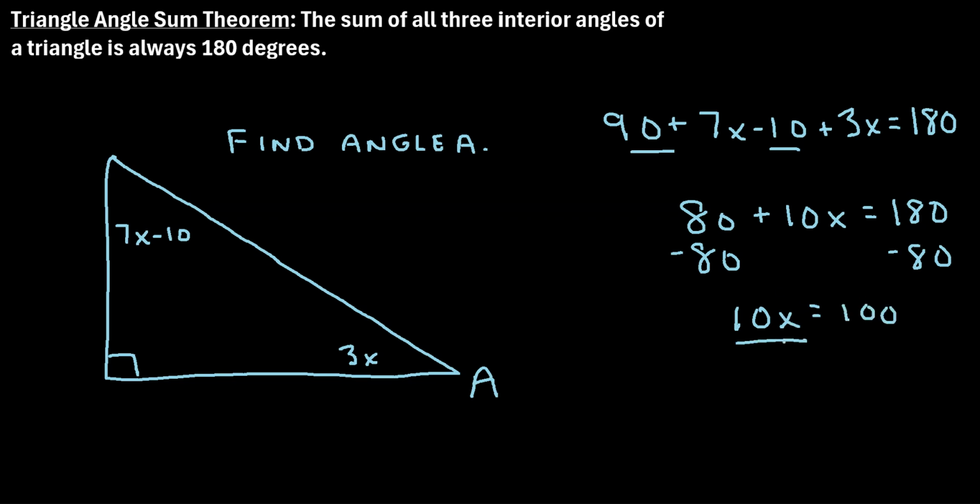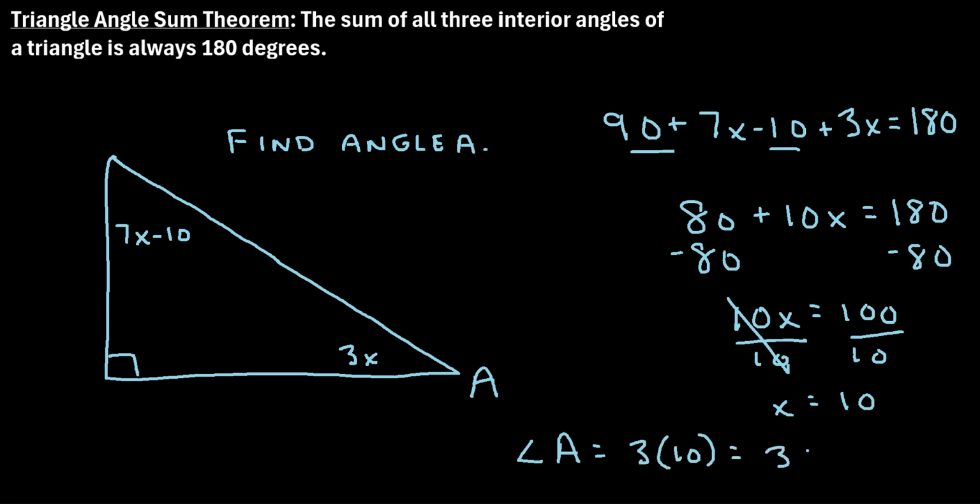To solve for x, we can divide both sides by 10. On the left-hand side, these 10s cancel out, and we're left with x is equal to 100 divided by 10, which is 10. So if x is equal to 10, then angle A is equal to 3x. We'll say angle A is equal to 3 times 10, which is equal to 30. So angle A is 30 degrees. That's how we can use the triangle angle sum theorem to solve that particular problem.